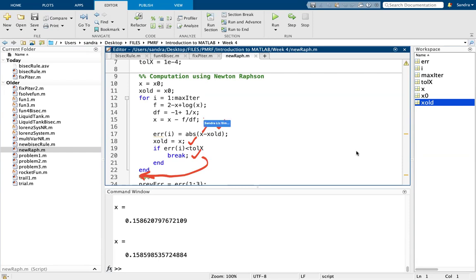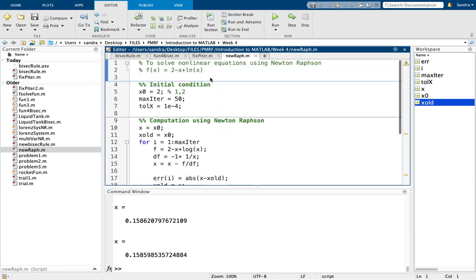This is the update formula. This part is the only difference from the fixed point iteration. Only these 3 lines are different, and the rest remains the same. So far, any doubts? Now I'll be running this code.